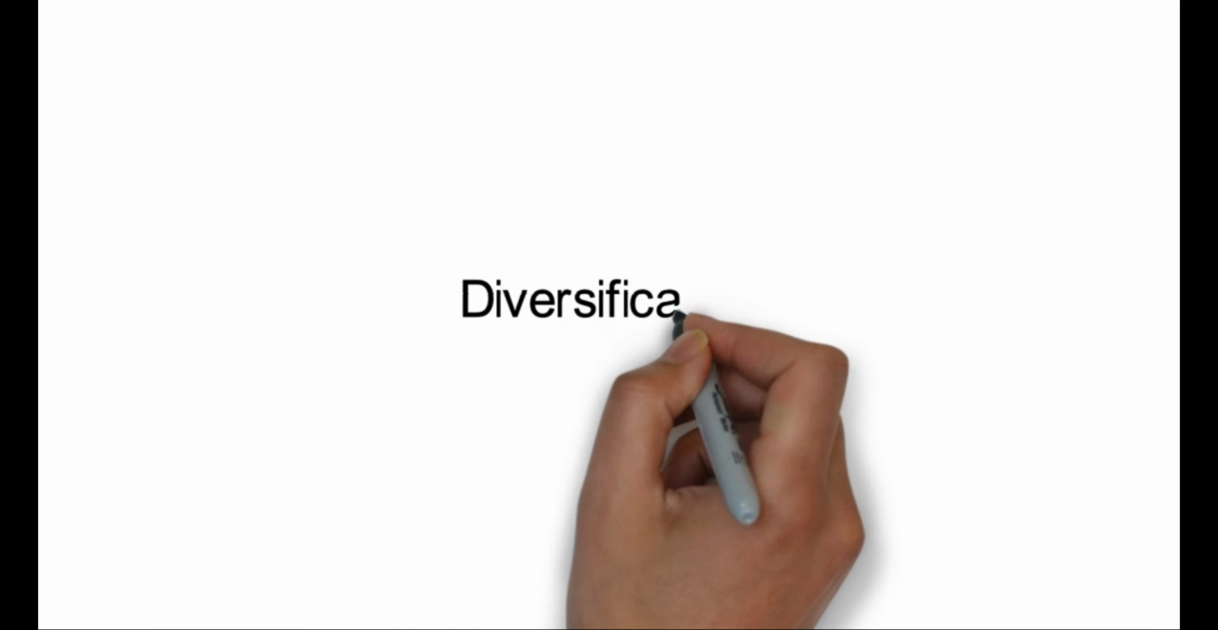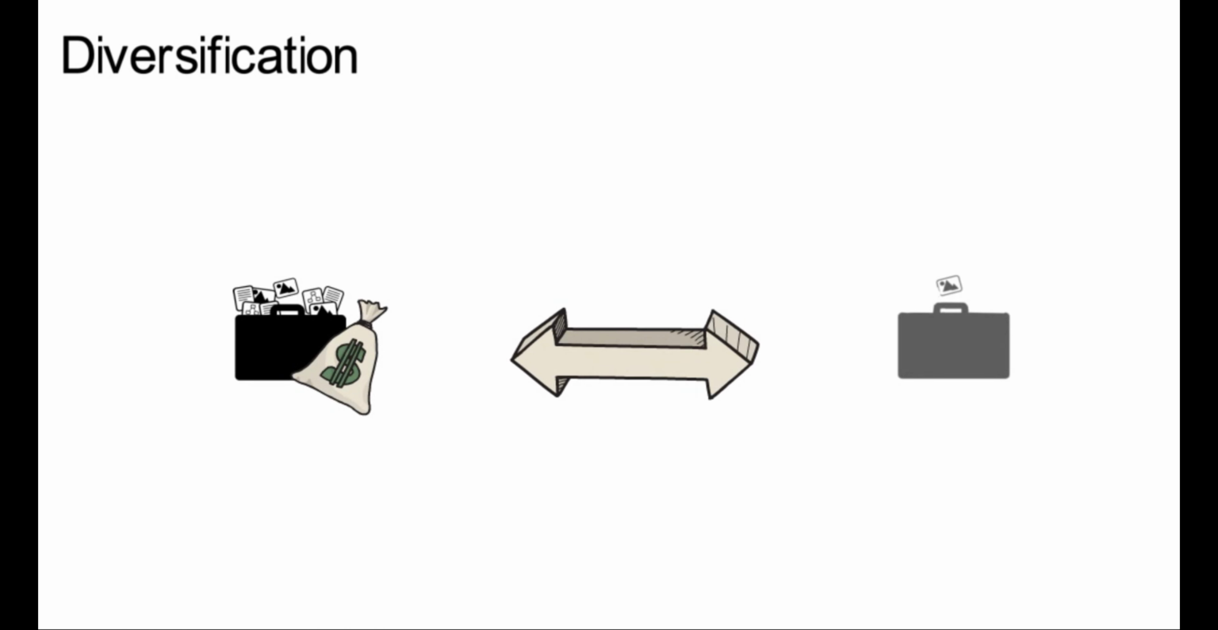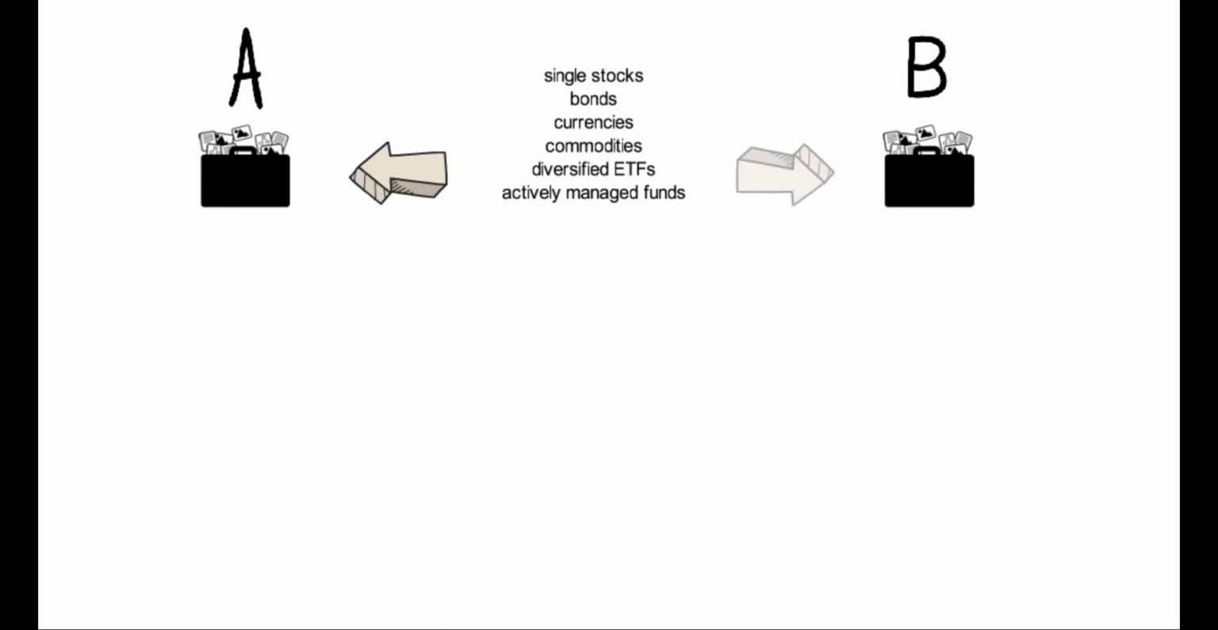This video is on diversification. So we now want to understand why holding a portfolio provides higher risk-adjusted returns than holding assets on a stand-alone basis. So consider two risky investments, A and B. These can be single stocks, bonds, currencies, commodities, or already diversified exchange-traded funds or actively managed funds.